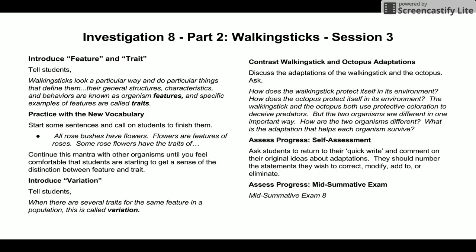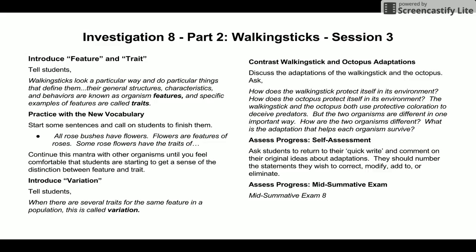Contrast walking stick and octopus adaptations. Discuss the adaptations. Next, assess student progress. Have them do a self-assessment by returning to the quick write and comment on their original ideas about adaptations. They should number the statements they wish to correct, modify, add to, or eliminate.